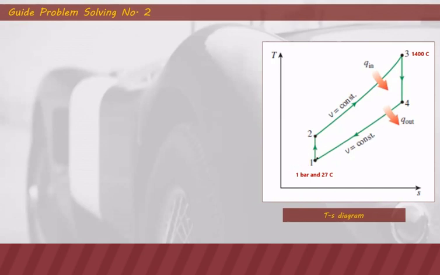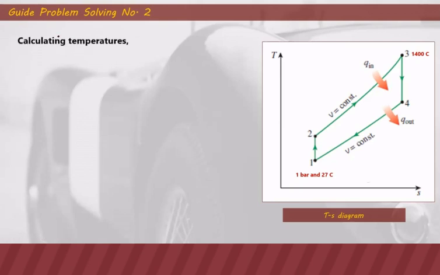It is given in the problem that the pressure and temperature at the inlet of the compressor is 1 bar and 27 degrees Celsius. And then the maximum temperature is at point 3. This is the maximum temperature, as you can see in the TS diagram. That's 1,400 degrees Celsius. So we are going to solve for the unknown pressure and temperatures at points 2 and 4, as well as the pressure at point 3.